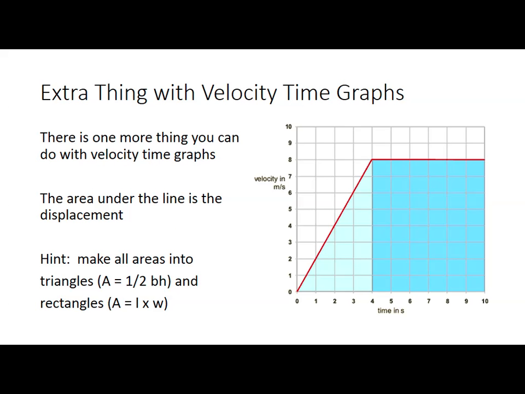All right. There is one more thing that you can do with the velocity time graph that you cannot do with a position time graph, and that is you can find the area under the line. The area under the line actually represents the displacement.